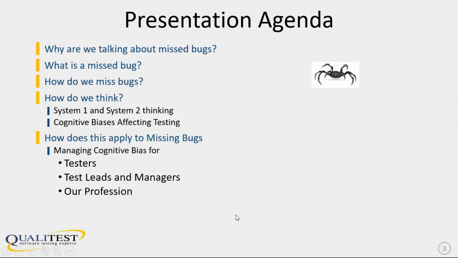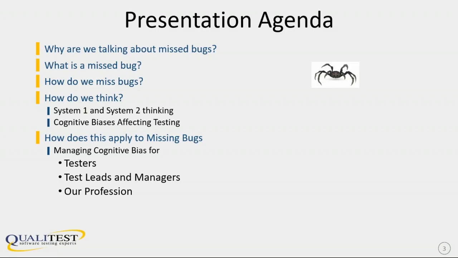So our agenda today, we're going to talk a little bit about why are we talking about missing bugs anyway? We'll talk about what a missed bug is, how we miss bugs. And then we'll get into how we think and biases and how that applies to missing bugs. And finally, how to manage our biases in testing.